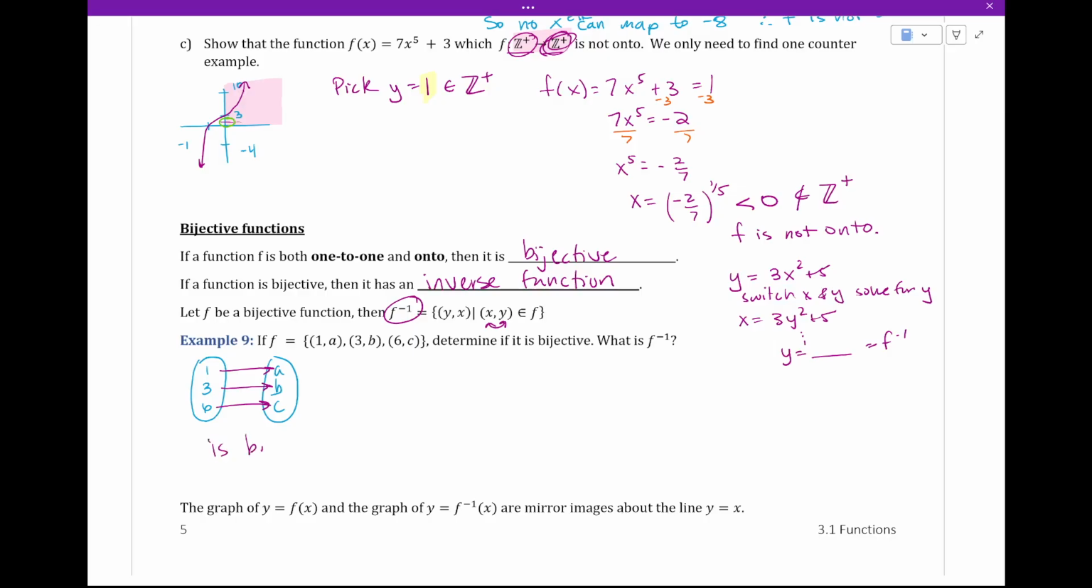So it is bijective because it is one-to-one and onto. One-to-one means there are no repeated x values, and I'm seeing that here. For it being onto, everything in the codomain is also part of the range, and I'm seeing that as well. So what is my inverse? The inverse is the set that contains the ordered pairs (a, 1), (b, 3), and (c, 6). I'm flipping all of those pairs.